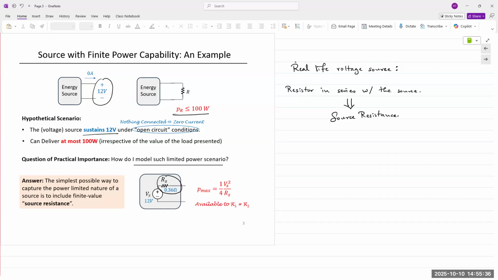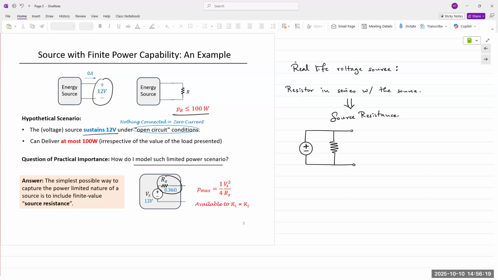But why do we model it in series? Why not in parallel? Anyone? Why not in parallel? The answer is right there, right? Yeah, that is part of the explanation, yes.